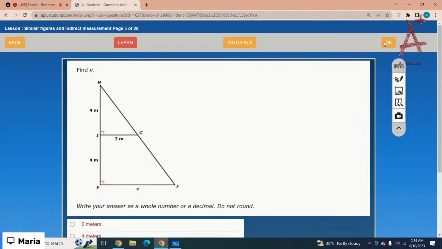Okay, find V. Again, the same thing. If you see the big triangle HEF, HE is 6 and this is 3. HE is 8. So HI is half of HE. That means that IG is also half of EF. IG is 3 and 3 times 2 is 6. That means the missing side length is 6 meters.